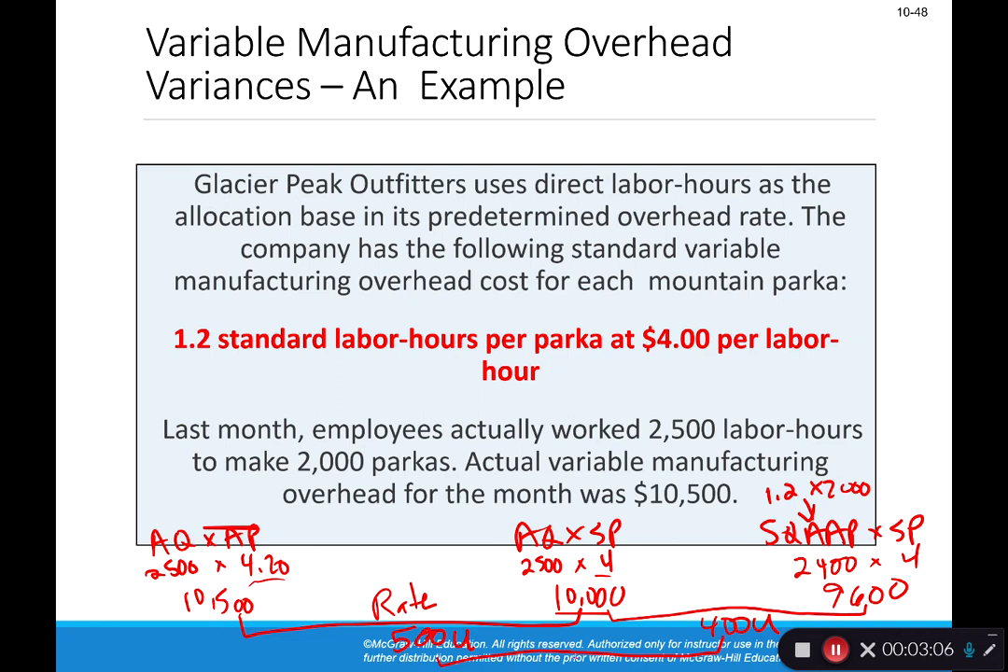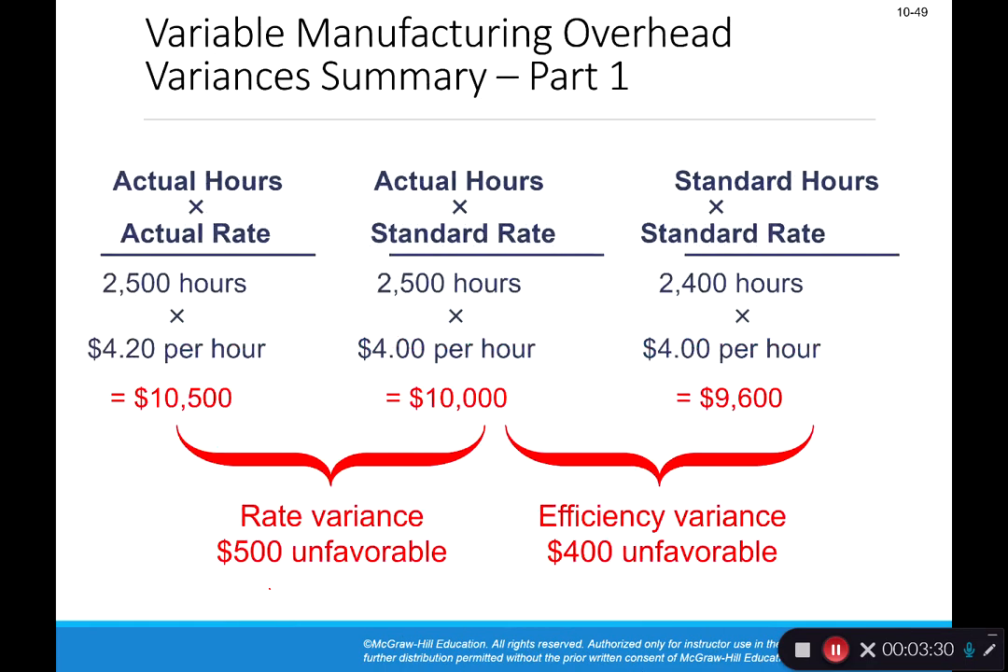Add them together. 500 plus 400 is 900 because they're in the same direction. We just add them, and it's an overall unfavorable variance. And the difference between 10.5 and 9.6 rather is indeed $900. And spending 10.5 when the budget is 9,600 is bad. So that's why it's an unfavorable variance. So there you have it. Nice and pretty, done. Here it is all typed up for you if you can't read my writing.